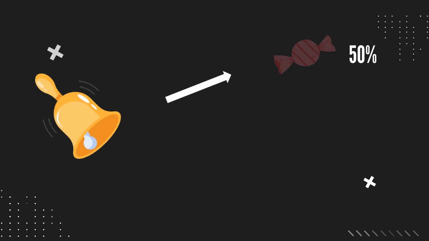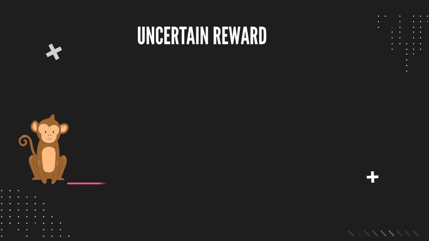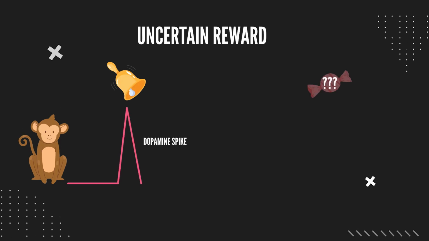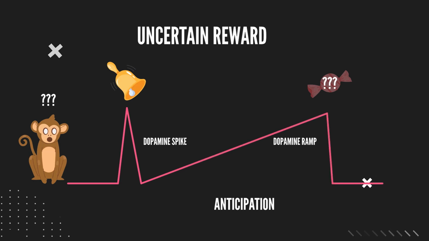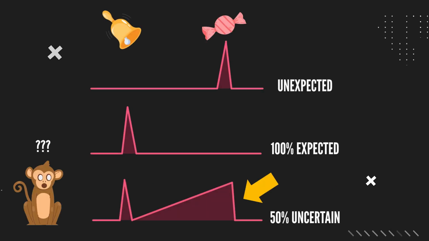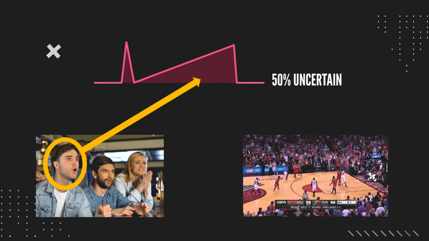But the surprising thing is, let's say the monkey's been trained to know that when the bell rings, there's only a 50-50 chance he's going to get the treat. What happens then? Well, in that case, you get a spike of dopamine when he hears the bell, and then there's a moment where he's not sure he's going to get the reward, and during that time of anticipation, the dopamine ramps up until he finds out if he got it or not. So of those three situations, you get the most dopamine in the scenario where there's uncertainty of outcome. That ramp up of anticipation is what's happening during the basketball shot when you're watching with unbreakable attention.